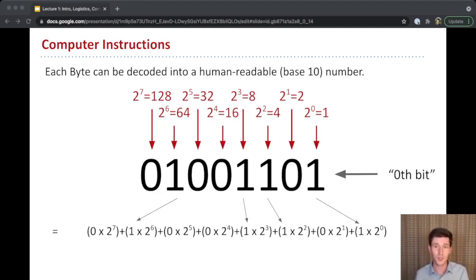But it's kind of nice because in a binary system, you can only have zeros or ones. So we either add the number or we don't. We don't ever have to multiply by more than 1. So adding these together, we get 64 plus 8 plus 4 plus 1, which gives us 77.